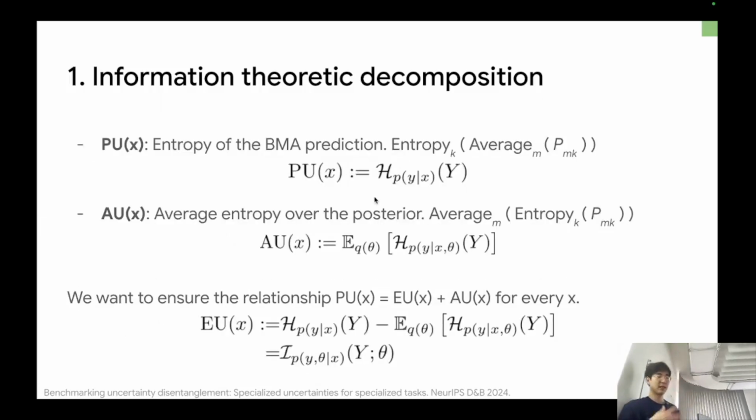So in more formalized equations, you can write down Pu of x as the entropy over the Bayesian model average, which is given by P of y given x without the posterior theta. And Au of x is first doing the entropy of each posterior over the y-axis, the class axis, and then taking the average over different posteriors. That's a more continuous way to write this down than this discrete classification case. I'm doing this because I want to write down epistemic uncertainty as the difference between Pu of x and Au of x. And it turns out that this is actually equal to the mutual information between y and theta.